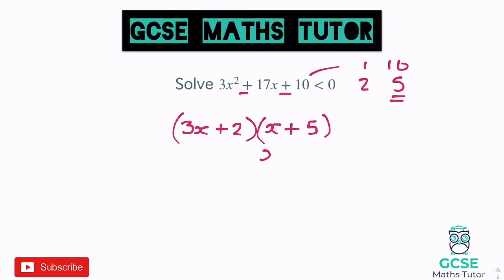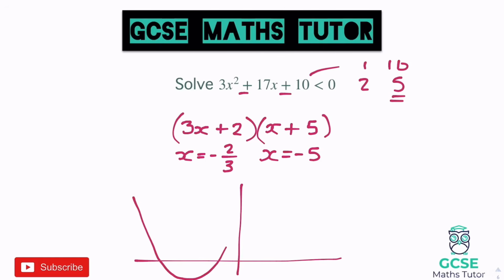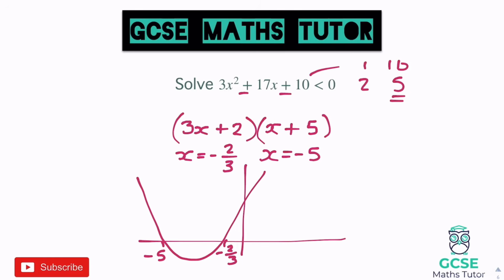So we have for the one on the right there, x equals -5, and the one on the left, x equals -2/3. And then again, we can draw a little curve for this. So they're both negative, so they're both going to be in this negative part of the x-axis. And let's have a look, we've got -2/3, and here we've got -5. And let's just move that up a little bit. Right, there we go. So, which part of the curve are we looking at?